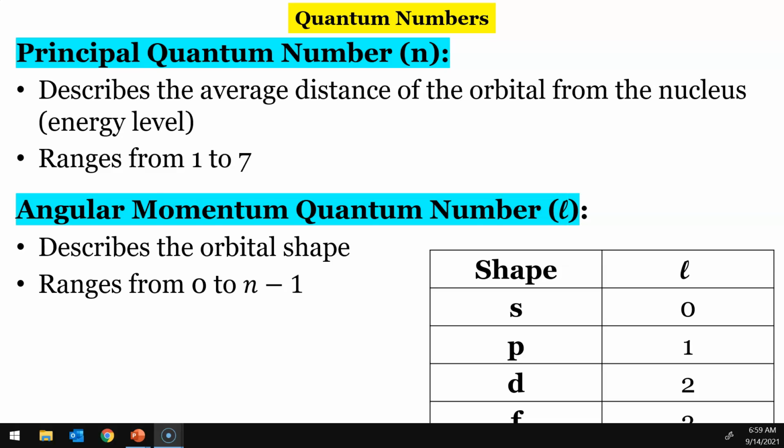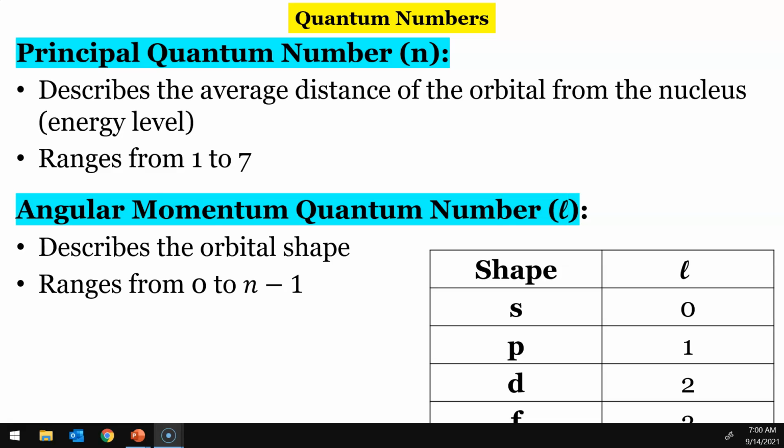In this lesson, we're going to talk about quantum numbers. There are four quantum numbers that we're going to go through. The first two are the principal quantum number and the angular momentum quantum number. The principal quantum number describes the average distance of the orbital from the nucleus, the energy level. This is going to range from 1 to 7. This corresponds with the periods on the periodic table.